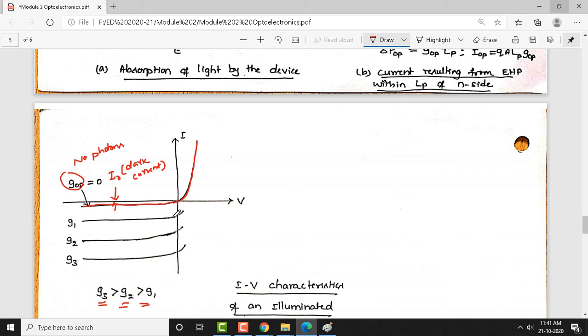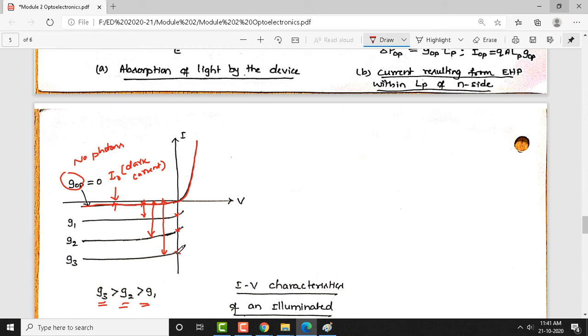Due to the generation rate G1, this distance will tell you the current. The more the distance, the more current is flowing. Since it is reverse biased, you get more current here. So, G1, G2, G3, the current keeps increasing. And we will see what happens when the voltage is 0 here. Do we get any current here? You can see here.